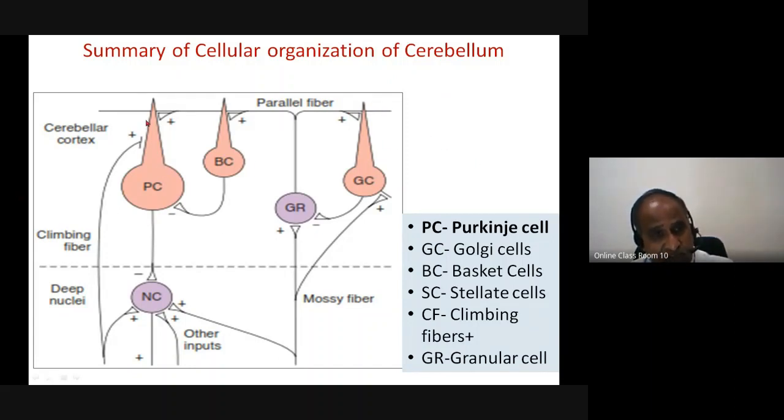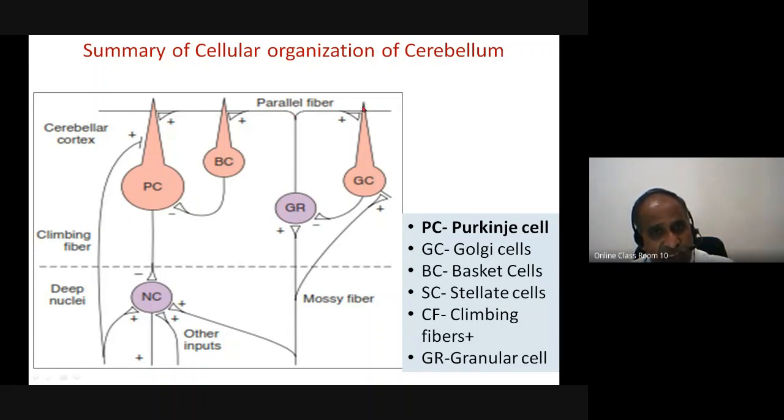We have this Purkinje cell. This is the main Purkinje cell that is connected with a deep cerebellar nucleus. PC is a Purkinje cell. And this is a granule cell. The granule cell has the T-like connections.